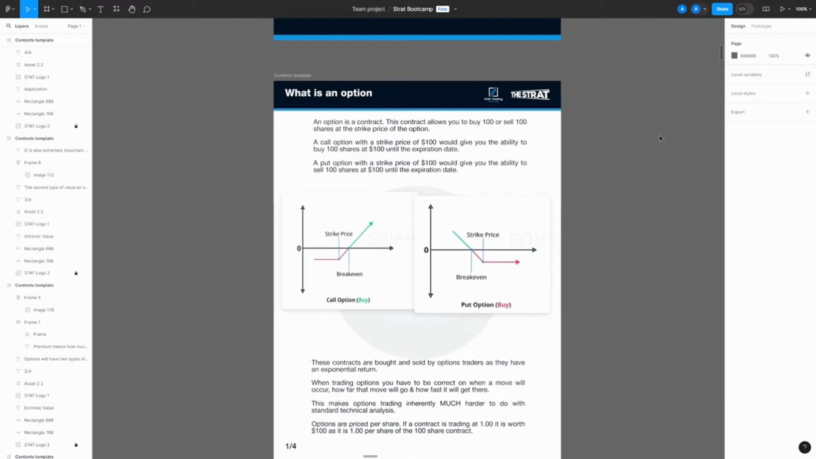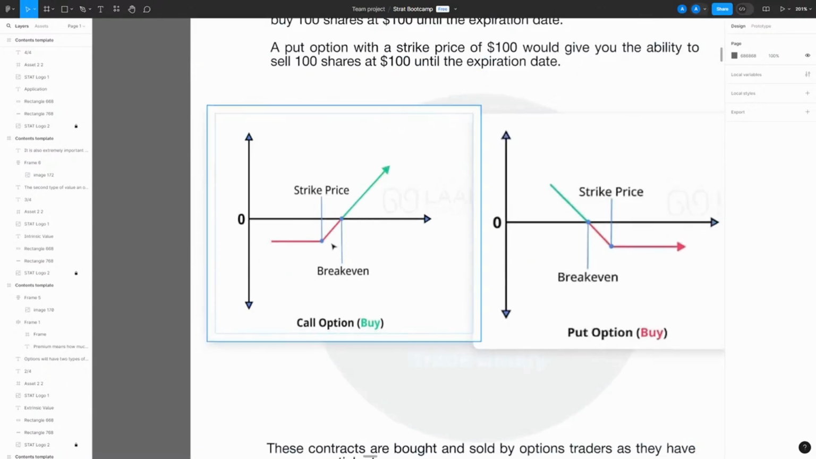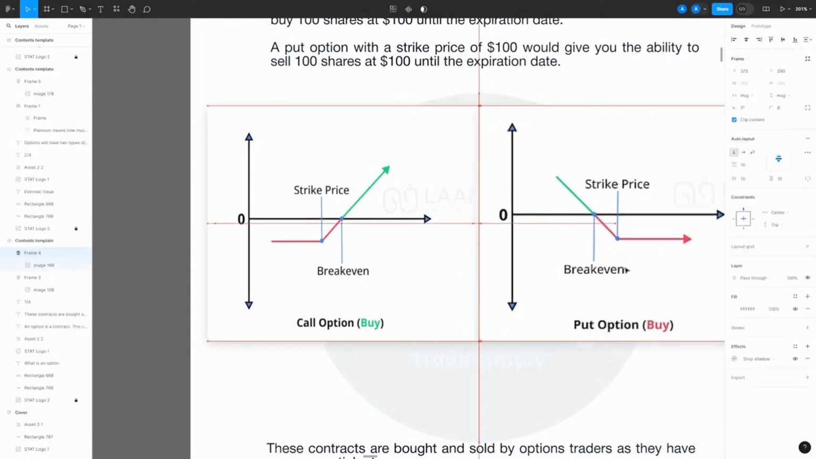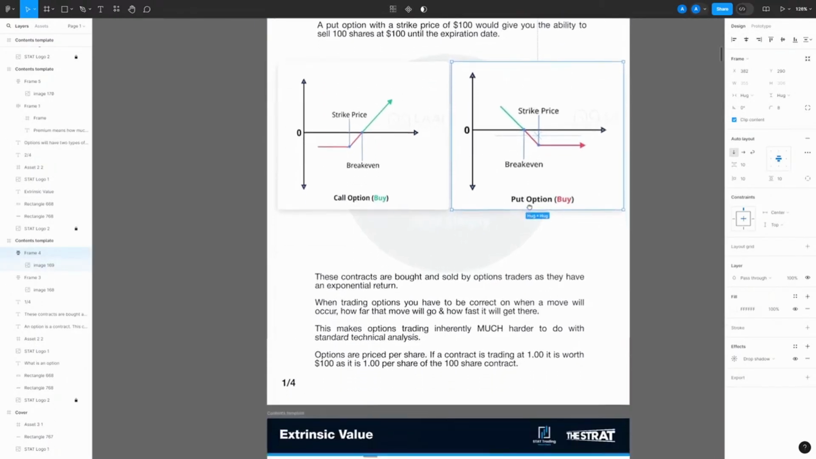So you're pretty much paying a premium to be able to buy or sell shares at certain prices in the future. And then a put option, strike price of 100, would give you the ability to buy and sell 100 shares at $100 until expiration. So you can see you get a strike price. The break even will be above your strike price on a call option. You get your strike price here on the put option. Your break even will be above your strike price. Or wait, sorry about that. Yeah, so your break even will be below your strike price on the put option if you're buying the contracts, which is what we're talking about.